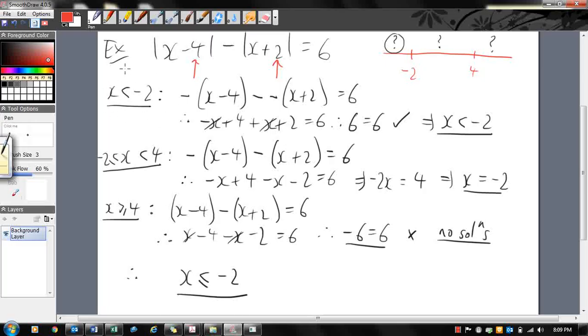It doesn't matter what x is equal to. If you get something that is never true, then there is no solutions in that region. There's no x that satisfies that particular equation. And then if you get a particular solution here, x is equal to negative 2, then that gives you a solution. You put your solutions together, and that's your answer.